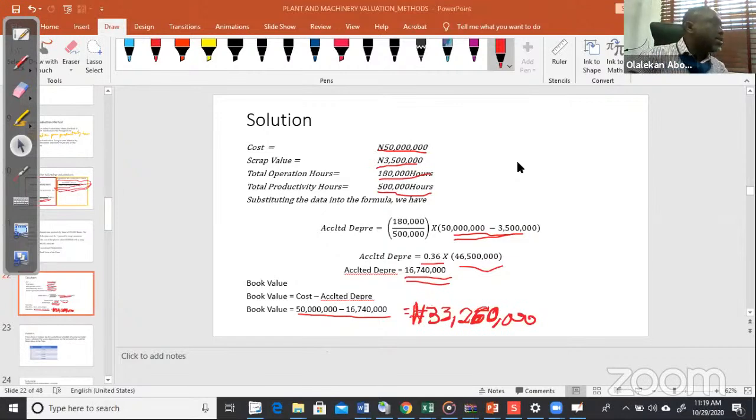Determine the accumulated depreciation using one, hours of production method; two, straight line method. This question is long, oh. Three.